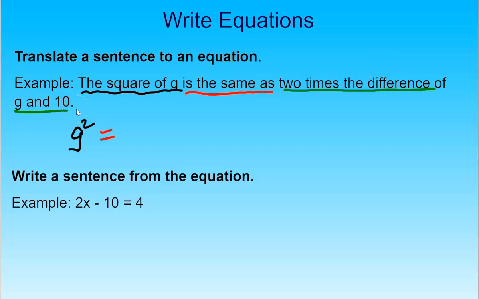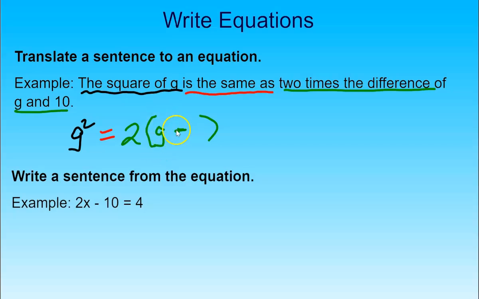So 2 times means I'm going to take 2 and I'm going to be multiplying it by a number. What is that number? The difference of g and 10. Difference means it's the answer to a subtraction problem. So I'm going to multiply 2 by the answer to a subtraction problem. So in parentheses, I'm going to have a subtraction problem. And what am I subtracting?